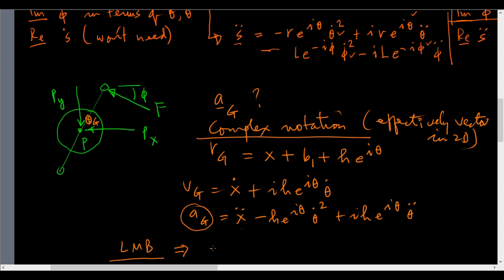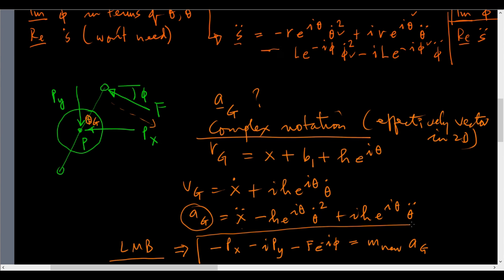Minus Px minus I Py minus F e to the power I with a minus phi. If it was like this, it would be e to the power minus I phi. Now it is the opposite, minus F. This is equal to Mnew times Ag. This has a real part and an imaginary part, so it's actually two equations, and you have to separate those out. We have done these exercises before in earlier homework.